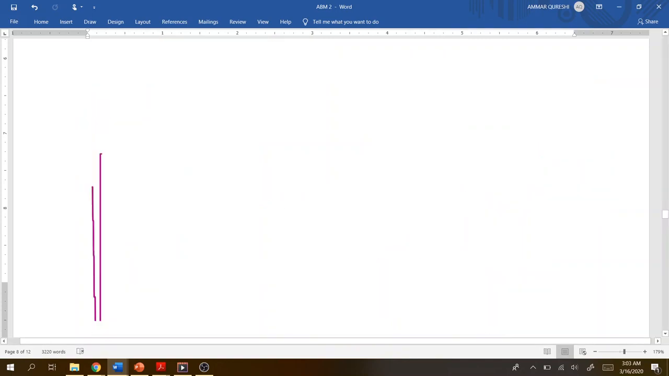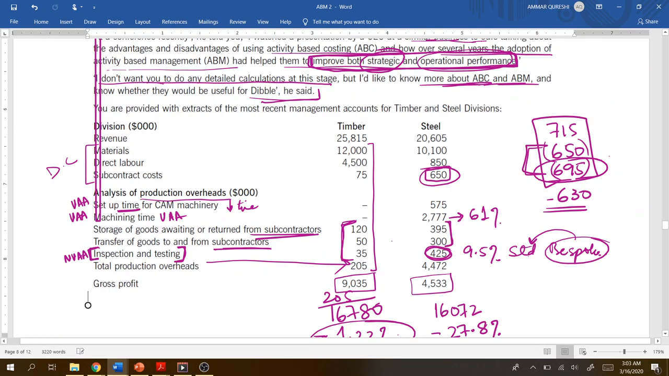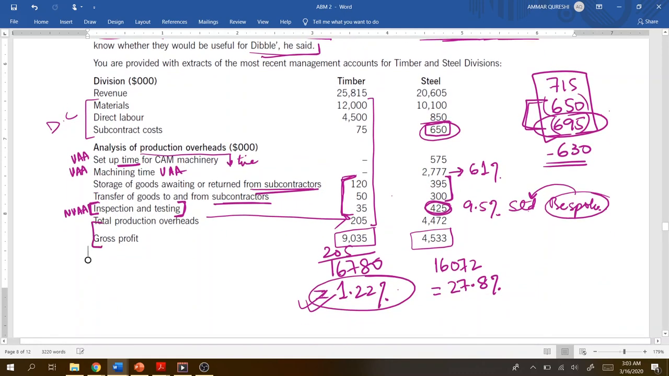Now, these two costs: storage of goods awaiting or return from subcontractor, 395, and transfer of goods to and from subcontractor, that is 300, right? So if we can reduce this transportation cost in any way, what the company can do is find someone who is closer to the factory, so that this distance can be minimized.